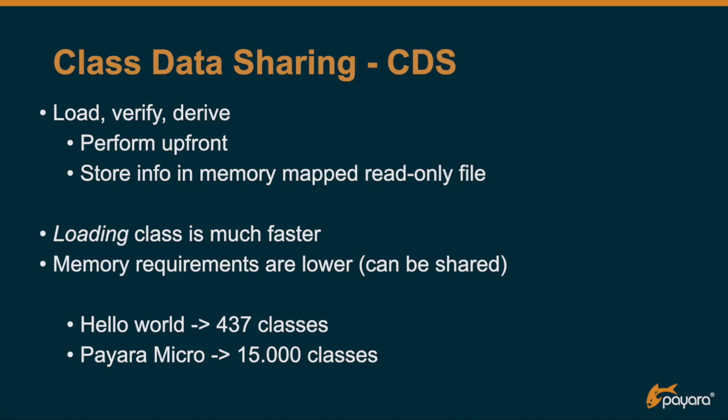And a simple hello world example, so the static main method where you just print out hello world. If you look at how many classes it uses, then you have 437 classes. Speeding up the loading of those classes probably won't make much difference.